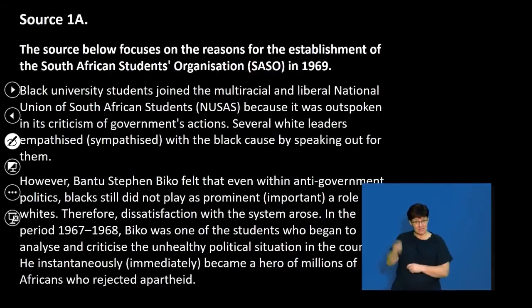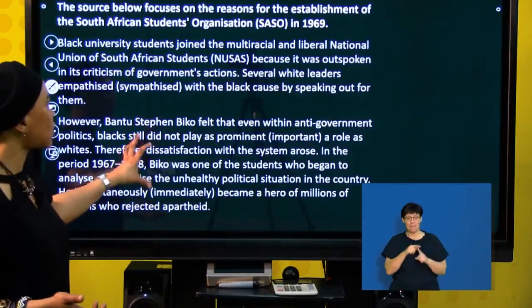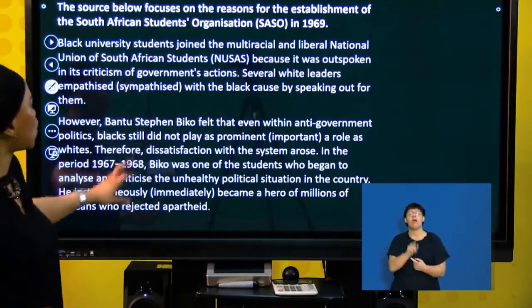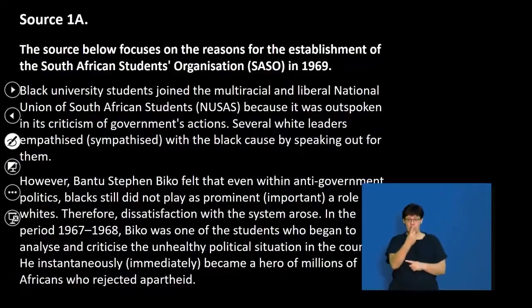We are not going to read the entire source because chances are you are not going to get exactly the same source in this year's exam. This comes from last year's exam, but this is just to show you the things that you're supposed to look for. The first thing is the caption. The caption is very, very important because it tells you what the source is about, even before you start reading the source. Now let's read the caption together.